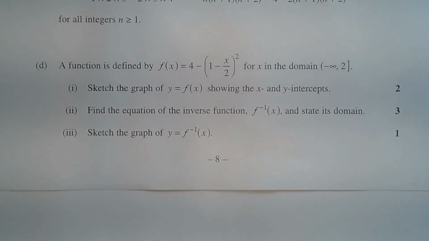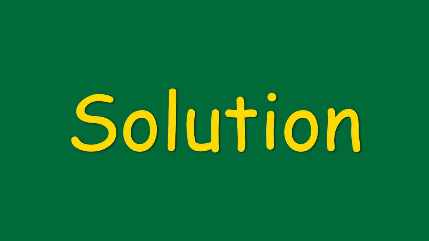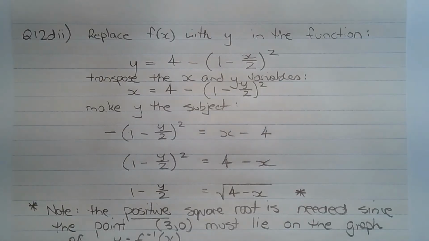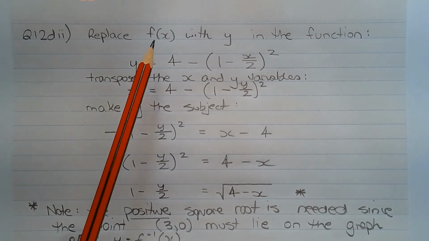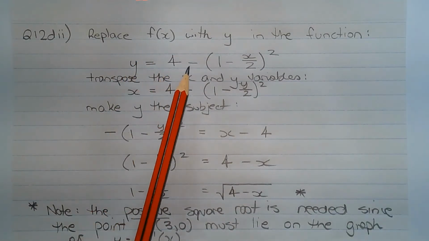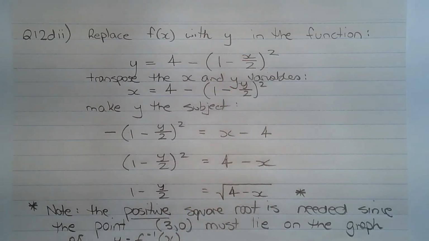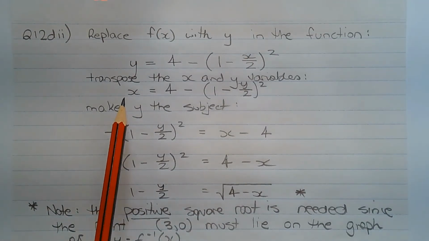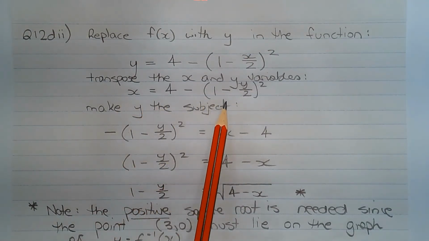Part 2. Find the equation of the inverse function, f inverse of x, and state its domain. To help make finding the inverse function a little easier, we can replace f of x with y in the function. So it can be written as y equals 4 minus (1 minus x over 2) all squared. Then we transpose or swap the x and y variables. So it becomes x equals 4 minus (1 minus y over 2) all squared.